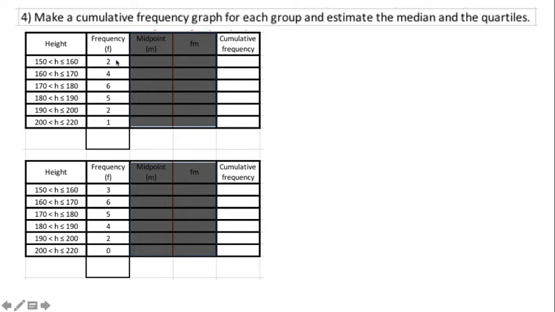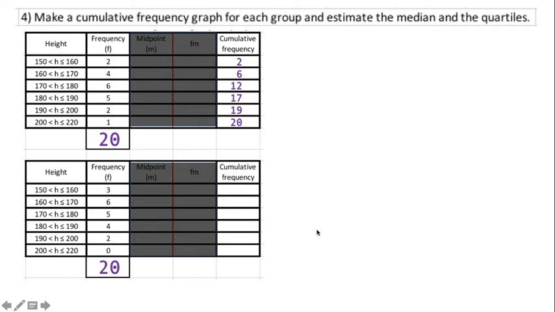So looking at this one, we've got 2 people at the start, and they add up to 20, of course. So 2 people at the start makes 2 so far. Then we've got an extra 4, so that makes 6. Then an extra 6, so that makes 12. An extra 5 makes 17. An extra 2 makes 19. And an extra 1 makes 20. So again, that comes to 20 at the end, which is no surprise because we know that there are 20 people in it.